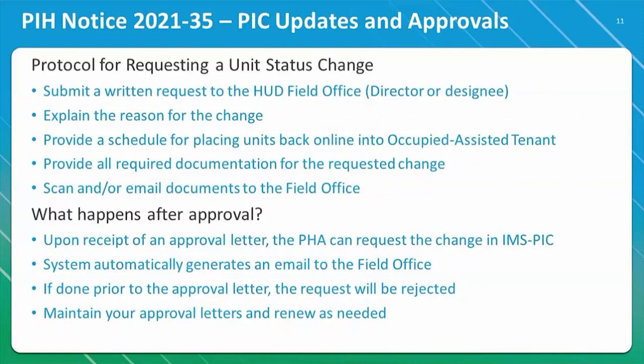We have PIC updates and approvals. So the protocol for requesting a unit status change, for those that may not have seen the detailed presentation, just as a reminder, you submit a written request to the HUD field office. It's typically written to the director or designee. You explain the reason for the change, provide a schedule for placing the unit back online into occupied assisted tenant status. Those are typical questions that are being asked, to conform to the what, when, where, why, how that we want to address in detail. Provide all required documentation for the requested change, and then scan or email documents to the field office.